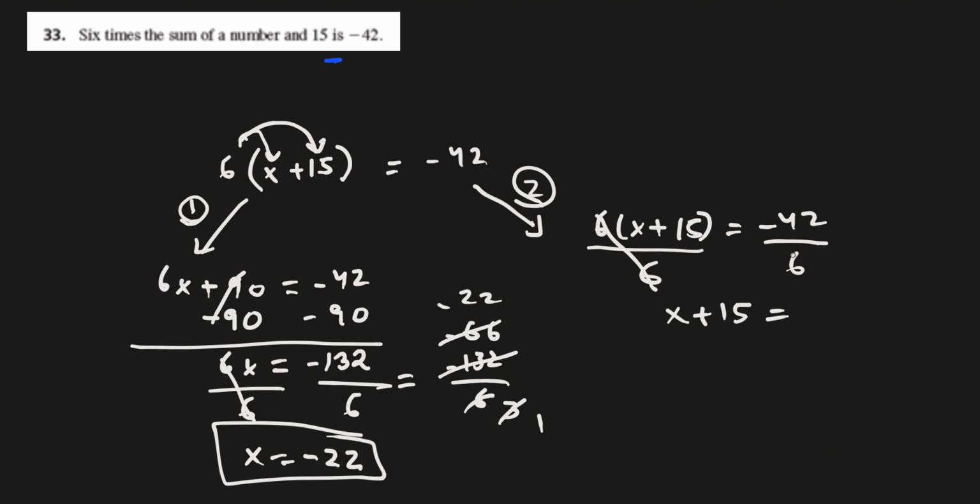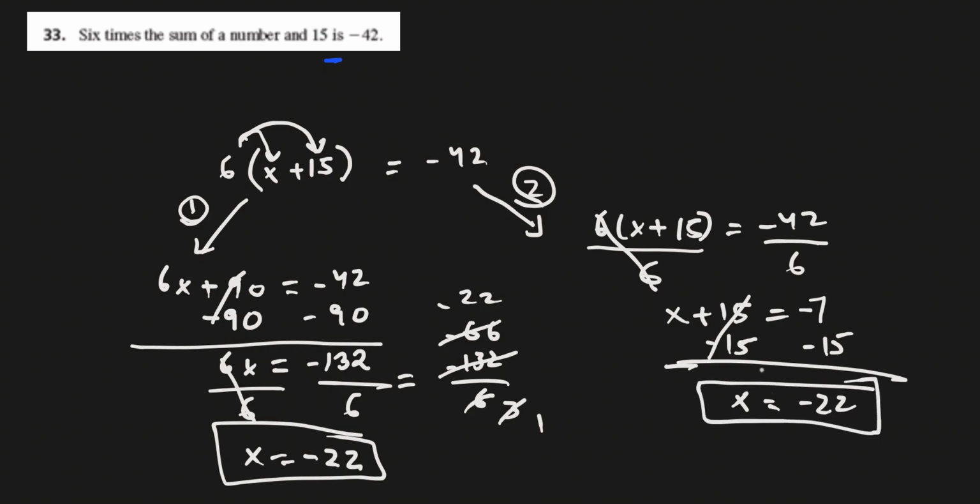So negative 42 over 6, what's that going to be equal to? Well, that's just equal to negative 7. 7 times 6 is 42, but we have a negative. Then subtract 15 from both sides. Again, what is this property? This is the subtraction property of equality. x is going to be equal to negative 22, same thing, right? Negative 7 minus 15. Both of these are, of course, equal. And we are done.